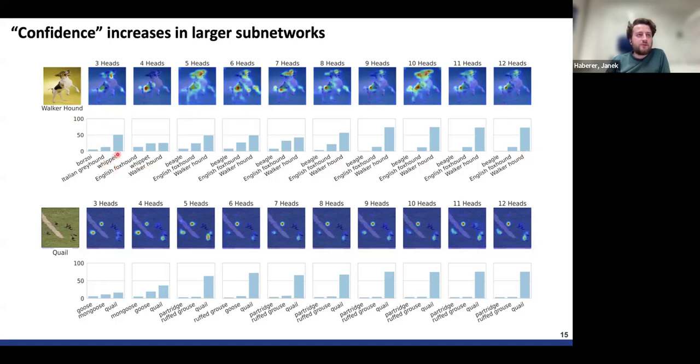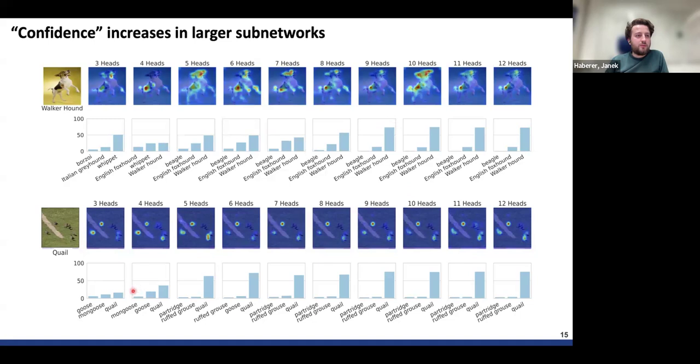So especially here, the first row for this Walker-Hund example, we can see that with a 3-head model, actually we misclassify this. So it would be classified as a whippet, which I did look up is a different type of dog. And then once we go to a 4-head configuration, we actually already get the correct classification with the Walker-Hund, but you can see it's only very, very slightly correct. So it's barely correct. It's not very confident in its decision.